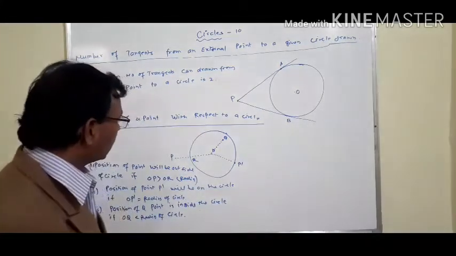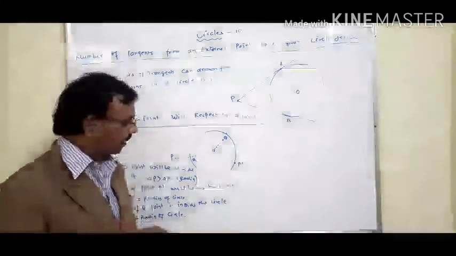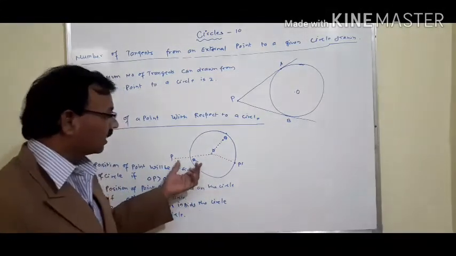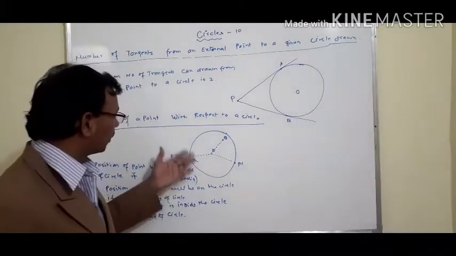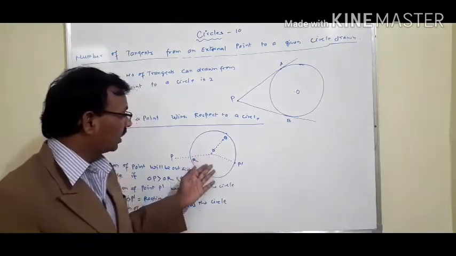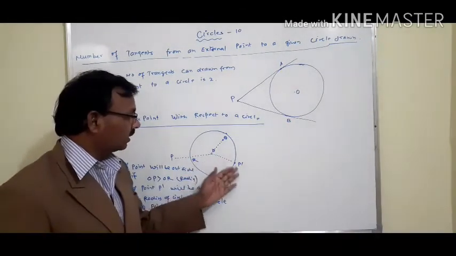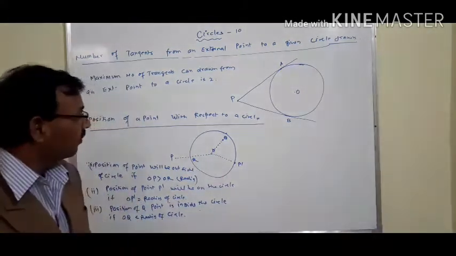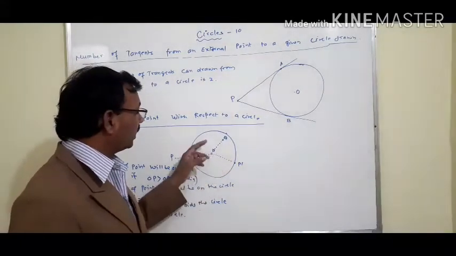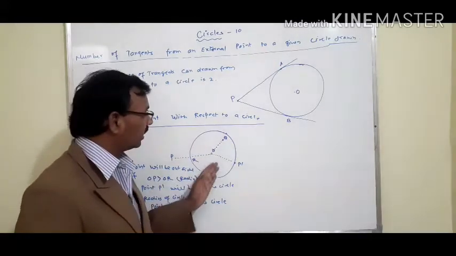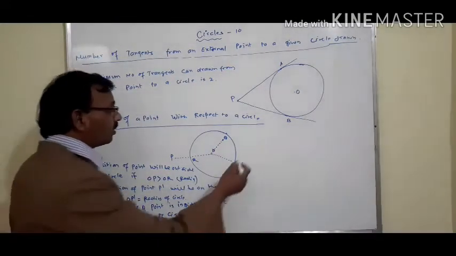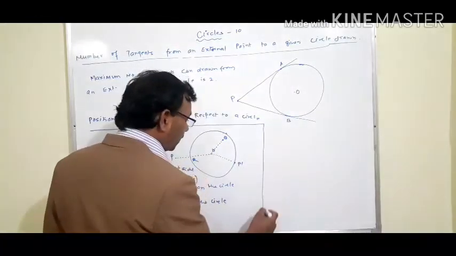In general, we can say that if the distance of a given point from the center of the circle is greater than the radius of the circle, then that point will be outside of the circle. If the distance of that point is equal to the radius of that circle, then that point lies on the circle. And if the distance of the given point is less than the radius of the circle, then that point lies inside the circle.